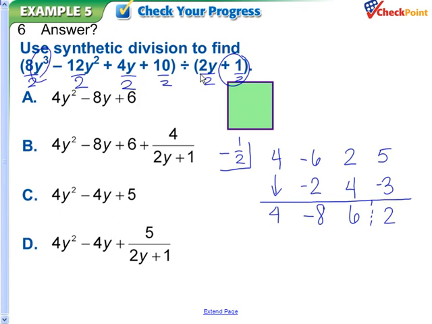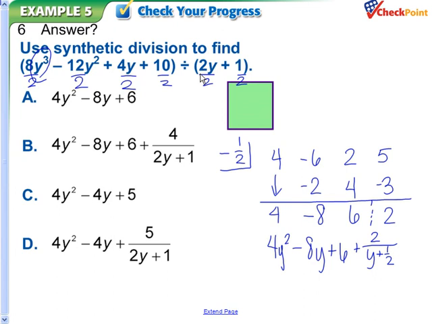So I had y cubed, I get 4y squared, because I have to go one less than y cubed, minus 8y plus 6, and here's my remainder, so I put it 2 over. Now here's the tricky part. We do go to the divided by one, y plus 1/2.